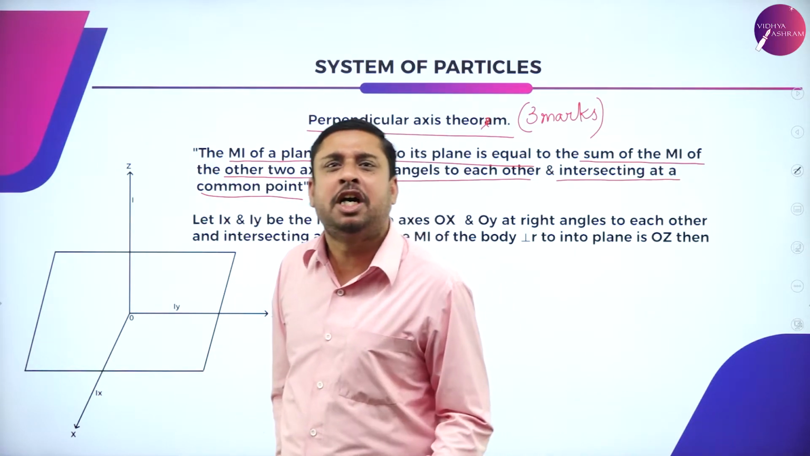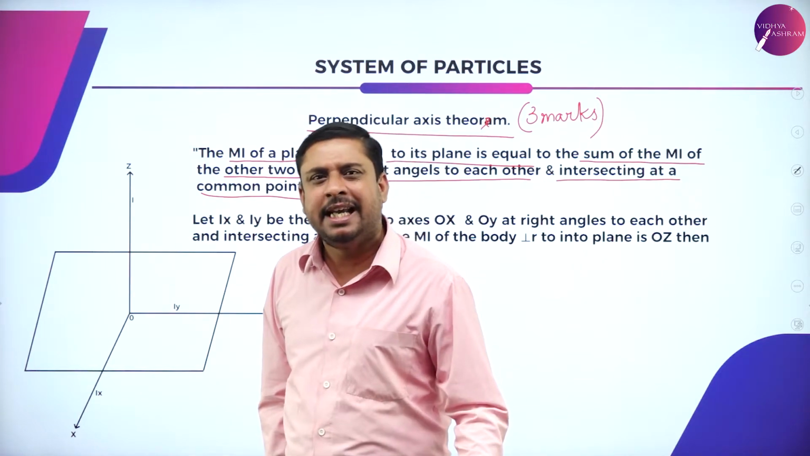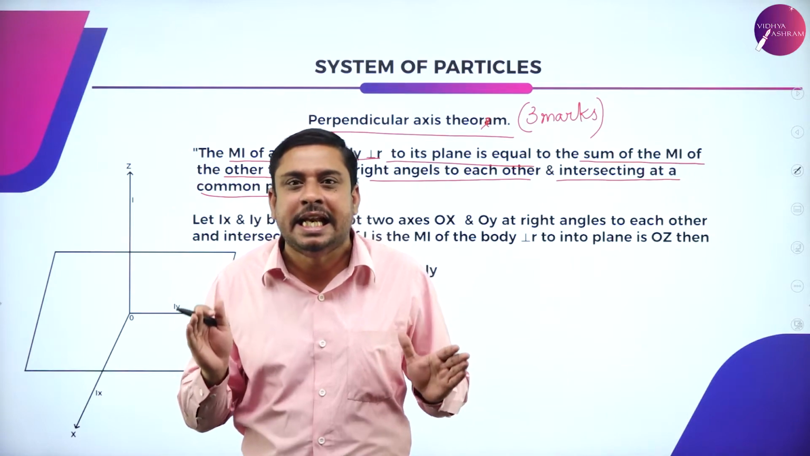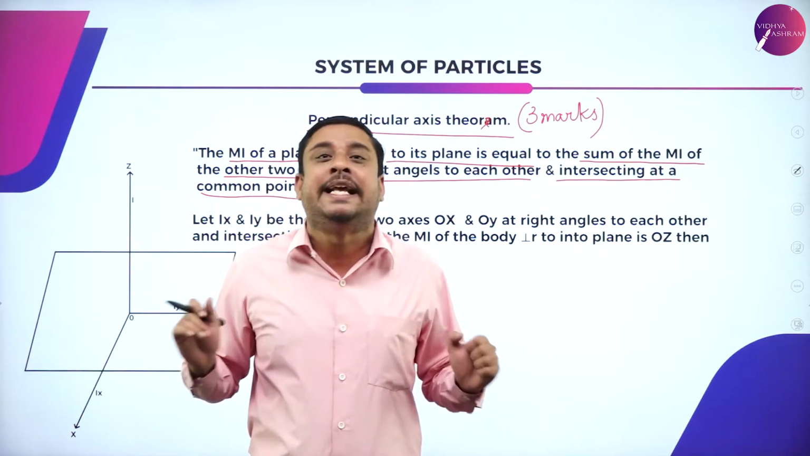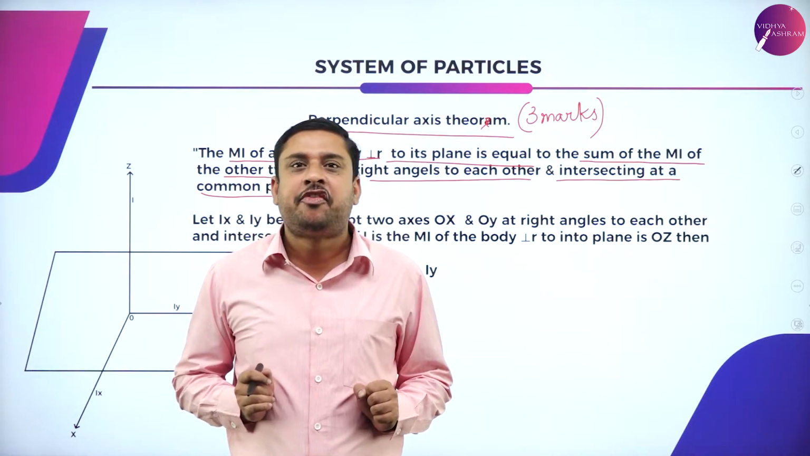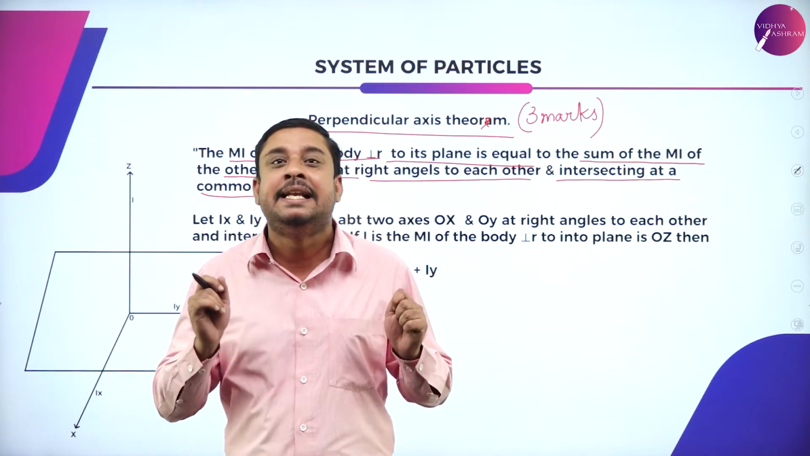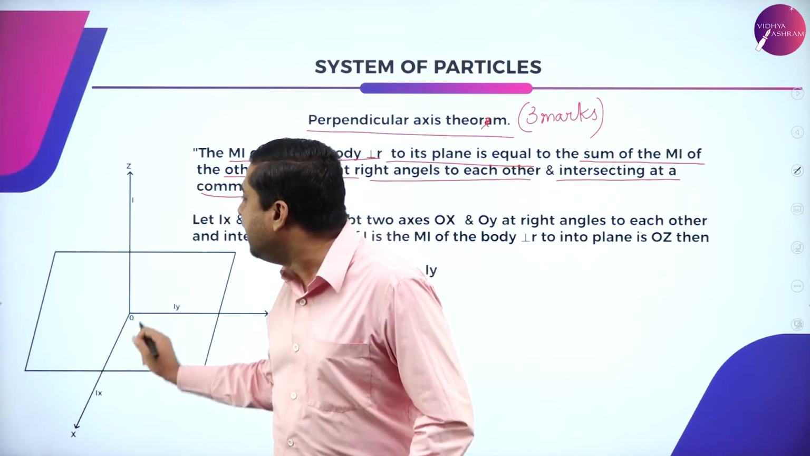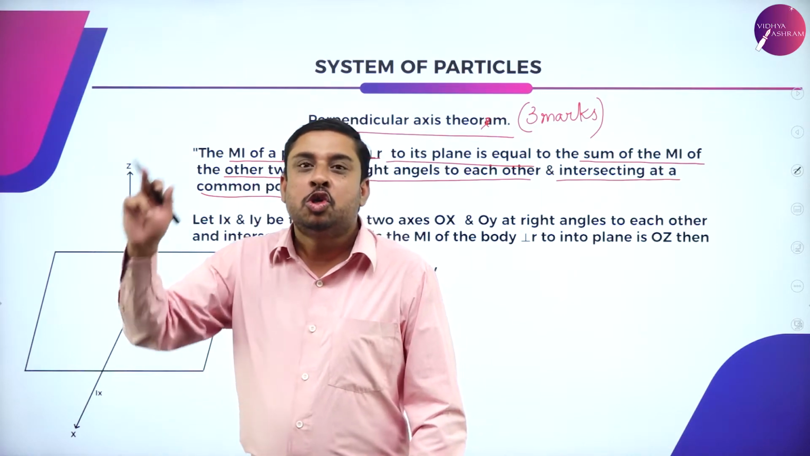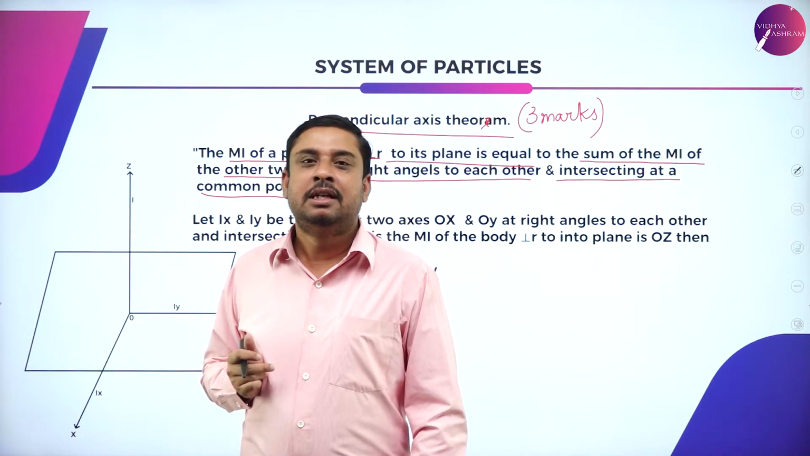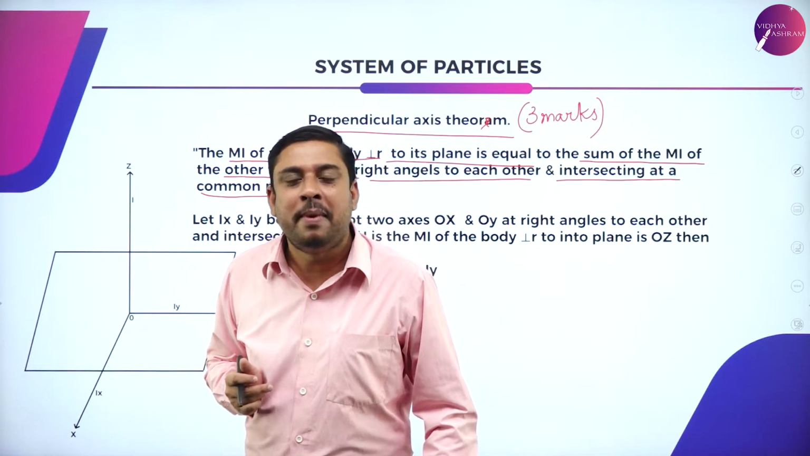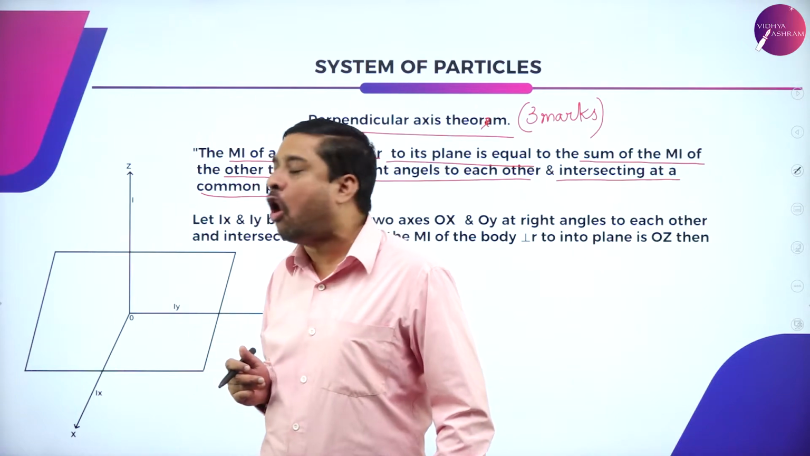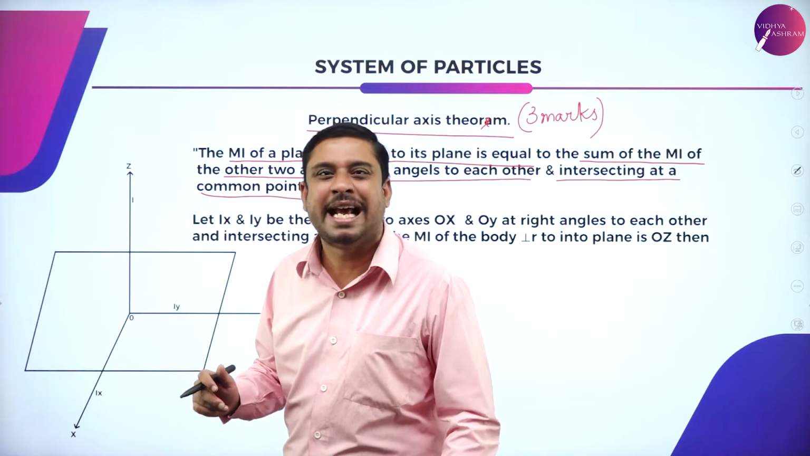A little bit absurd to understand the statement, but the meaning is very, very simple. It says, the moment of inertia of plane lamina about an axis perpendicular to its plane should be equal to the sum of the moment of inertia of the other two axes acting at a common point. Very simple. There is no exaggeration here.